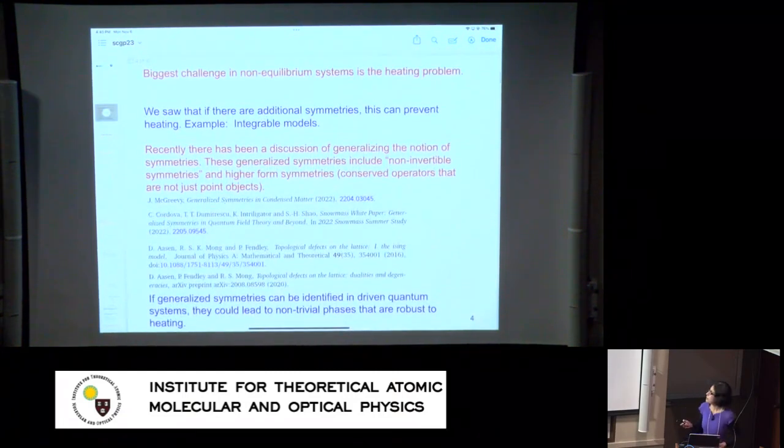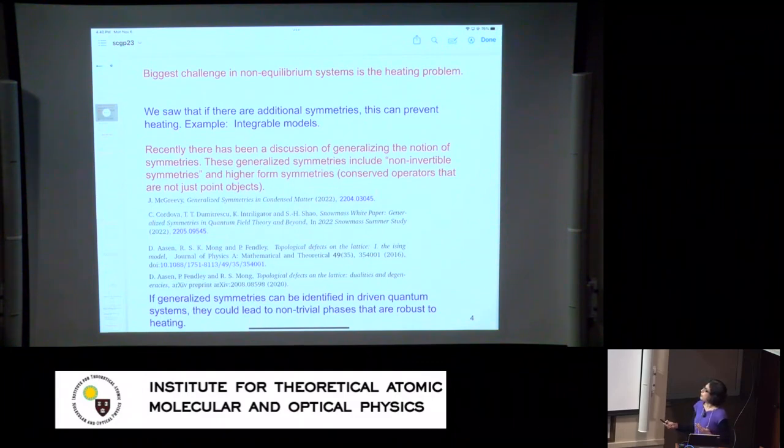Because this is a topic which is related to non-equilibrium physics, I would also like to explain my own motivation for getting into this topic. We know that when we study non-equilibrium systems, especially quantum non-equilibrium systems, the biggest problem is heating. You're just pumping the system and the system heats. Any non-trivial quantum physics is only observable over a few picosecond time scales, and after that it's gone.